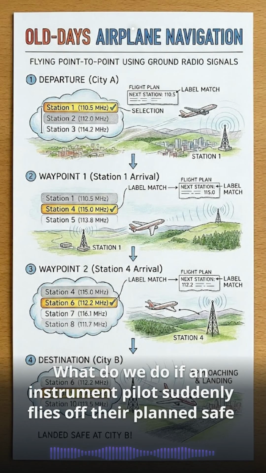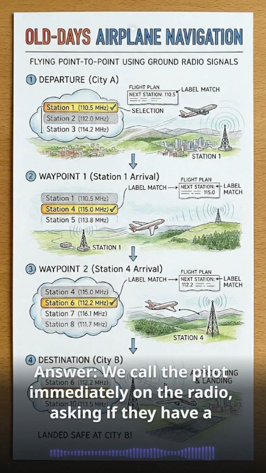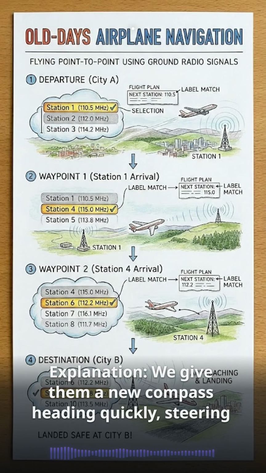71. What do we do if an instrument pilot suddenly flies off their planned safe computer route? We call the pilot immediately on the radio, asking if they have a broken navigation problem. We give them a new compass heading quickly, steering him back onto the correct safe flying path.